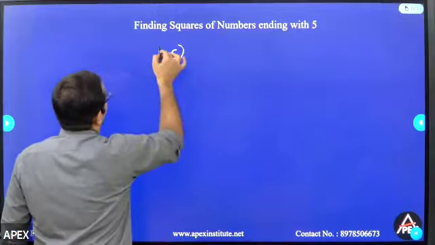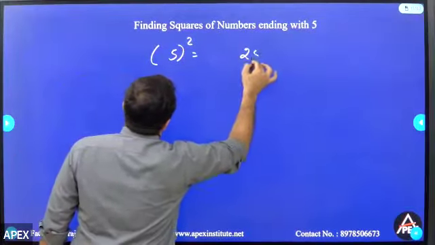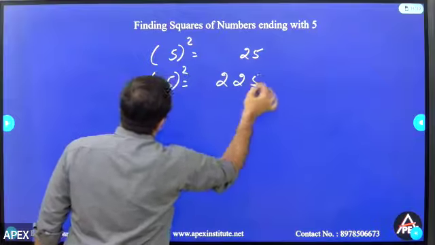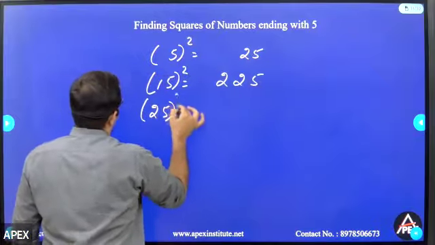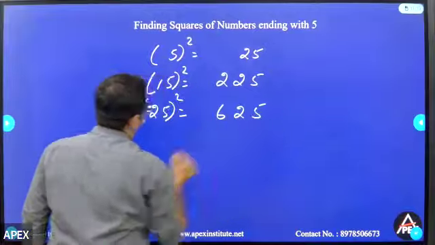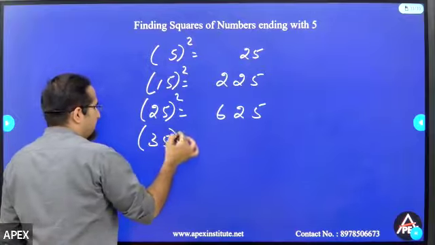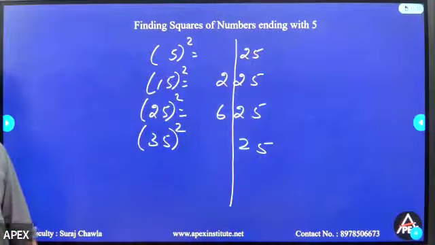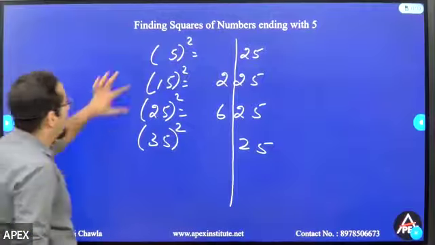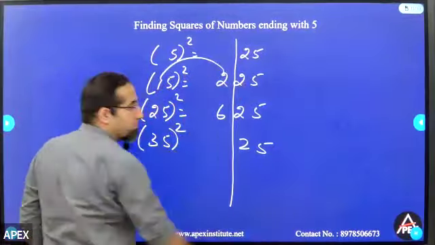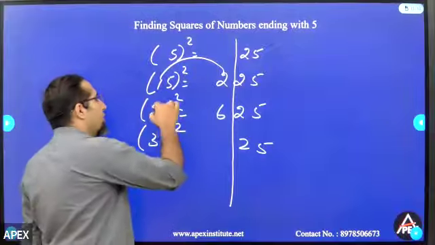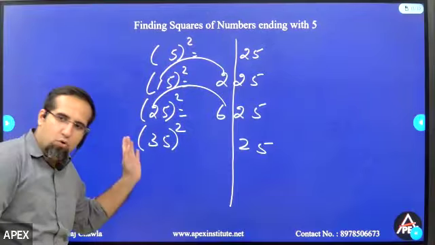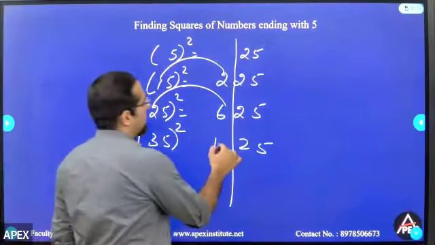Suppose I want 5 square. What is 5 square? 25. What is 15 square? 225. What is 25 square? What is 35 square? Now understand, this will definitely end with 25. 1 into 2 is 2. 2 into 3 is 6. So 3 into 4, that's it.